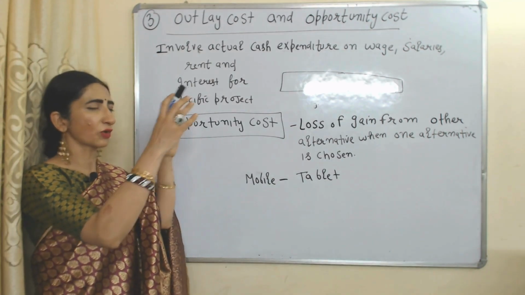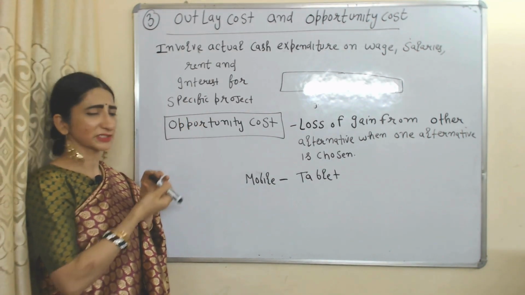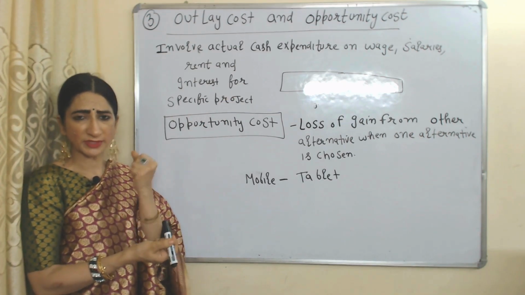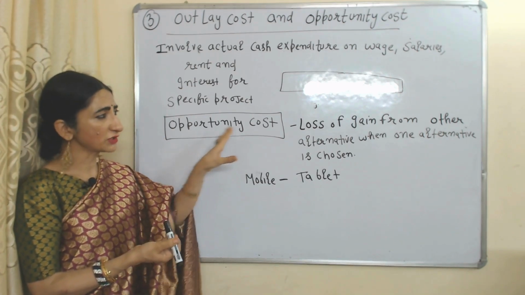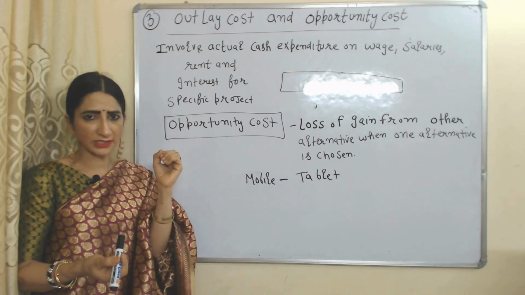Next is outlay cost and opportunity cost. Outlay cost is actual cash expenditure on wages, salary, rent and interest for a specific project. Opportunity cost means the loss of gain from other alternative when one alternative is chosen.